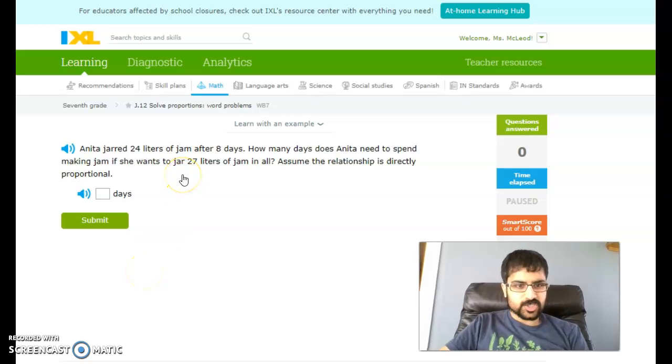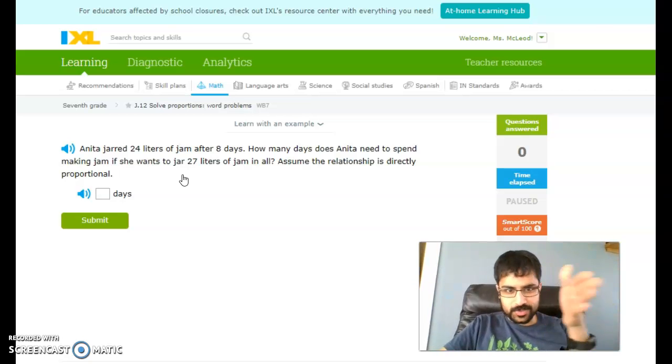Today we're going to be looking at J12, which is to solve proportions using word problems. Word problems tend to be a little bit trickier for a lot of us, and often I see a lot more frustrated students with scores that were kind of hovering between 50 and 70, not quite reaching that 80 bar.